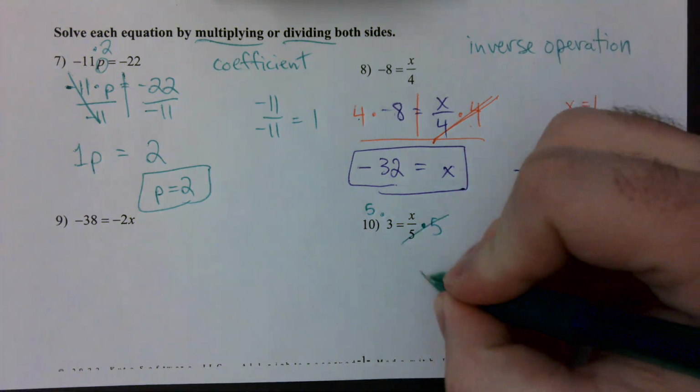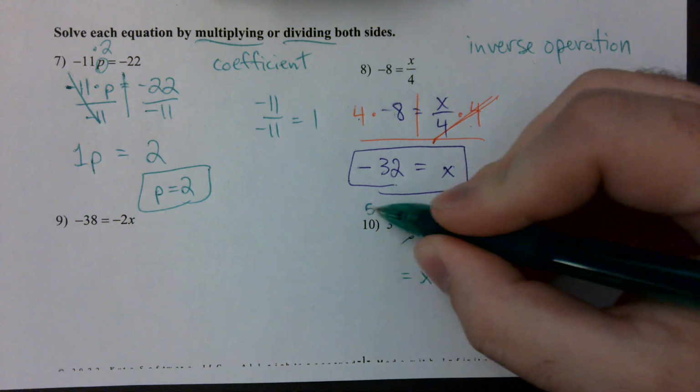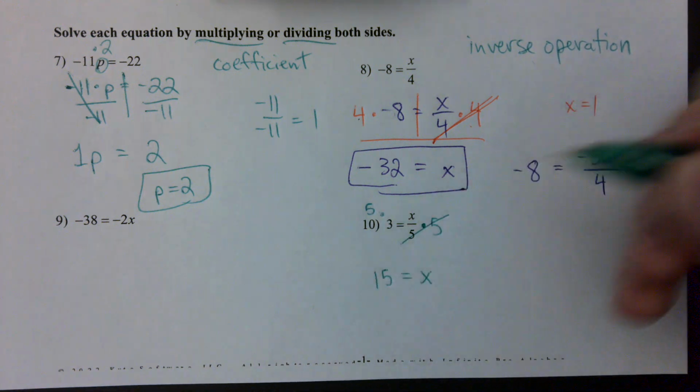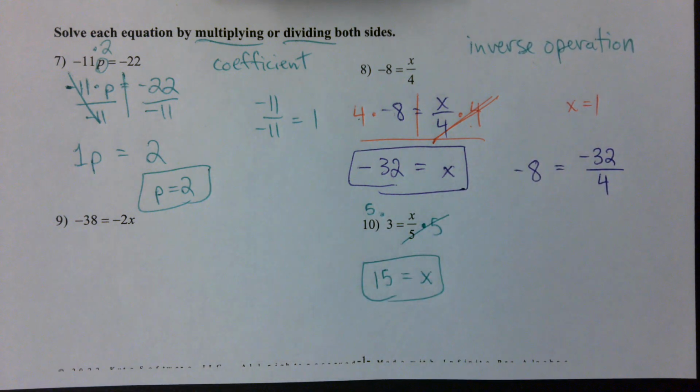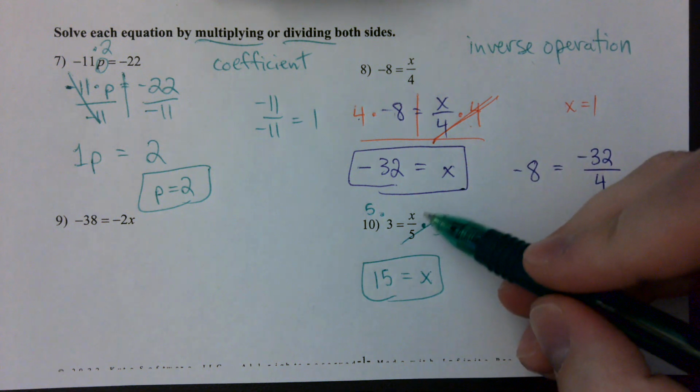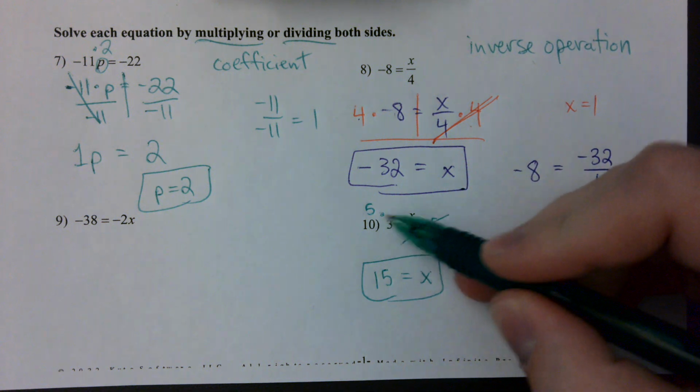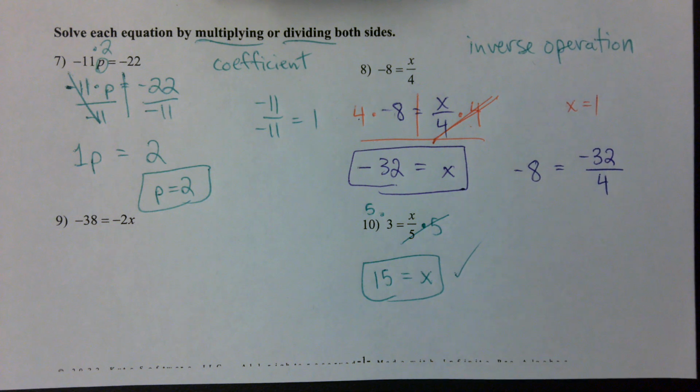5's cancel. X is all alone. 5 times 3 gives us 15. Not too bad, right? 15 over 5 would simplify to 3, so we know that our answer is correct.